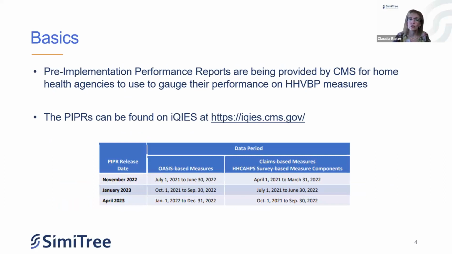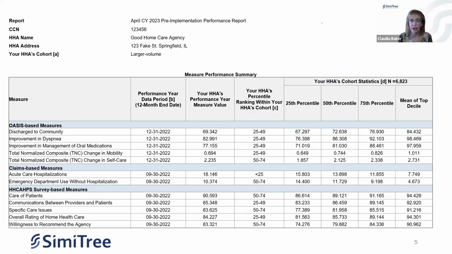So for starters, let's figure out where you get these reports from. If you have not looked at yours, you need to go into the iQIES system, or have your billing folks or whoever, however you can get to these, have it pulled so you can look at these. We now have ones that came out back in November, and then in January and April of '23 that cover different timeframes. The most recent ones came out in April of '23, which was just last month, though it seems further back now. That's what we're looking at, and this is what they look like.